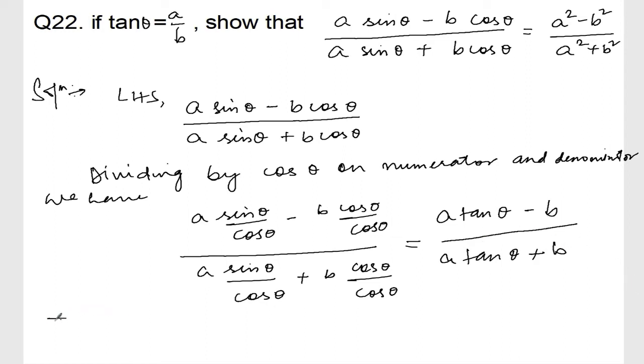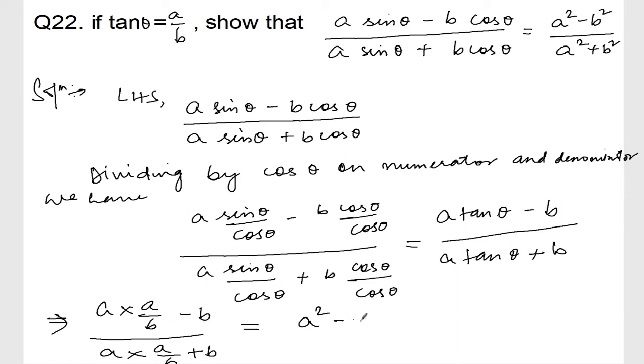Now if you look here, tan theta is given to be a by b, so instead of tan theta we can write a by b. So a into a by b minus b divided by a into a by b plus b. So a into a is a square, minus b square, divided by b, and downside also I can write a square plus b square divided by b. I am taking b divided by b. Sorry, this is not a square down one; this is b here and this is b here.